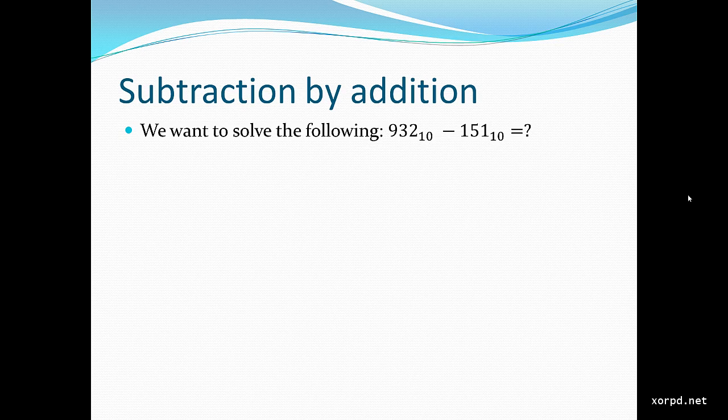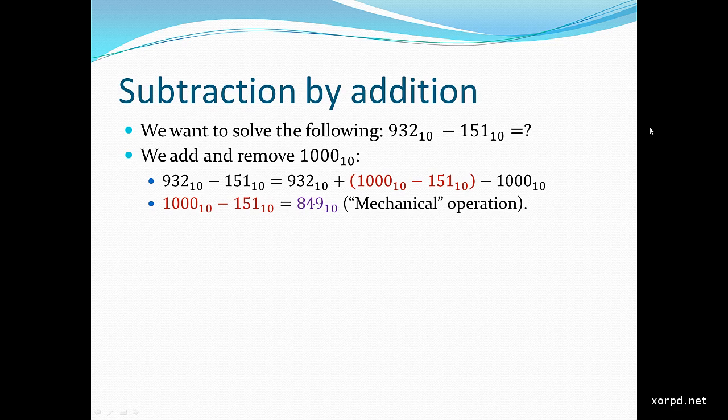So we are going to try to do something a bit different. We are going to try to subtract by addition. Let's look at some example. We want to solve the following: 932 in base 10 minus 151 in base 10. How could we solve this? And I mean, how could we solve it in a bit different way? Not the usual one, where you just put them vertically on a paper and try to solve it. We are going to try to solve it using only addition.